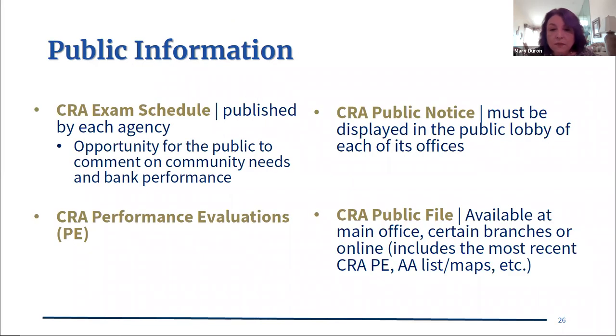One of the critical elements is also a public file. It has to be available at the main office, but this is another thing that you can request, and it's available for you to review. Each public file is going to have their recent CRA performance evaluation. It's going to have a list of the map and the branches that are part of their assessment areas. It includes information about the products and services that they offer.